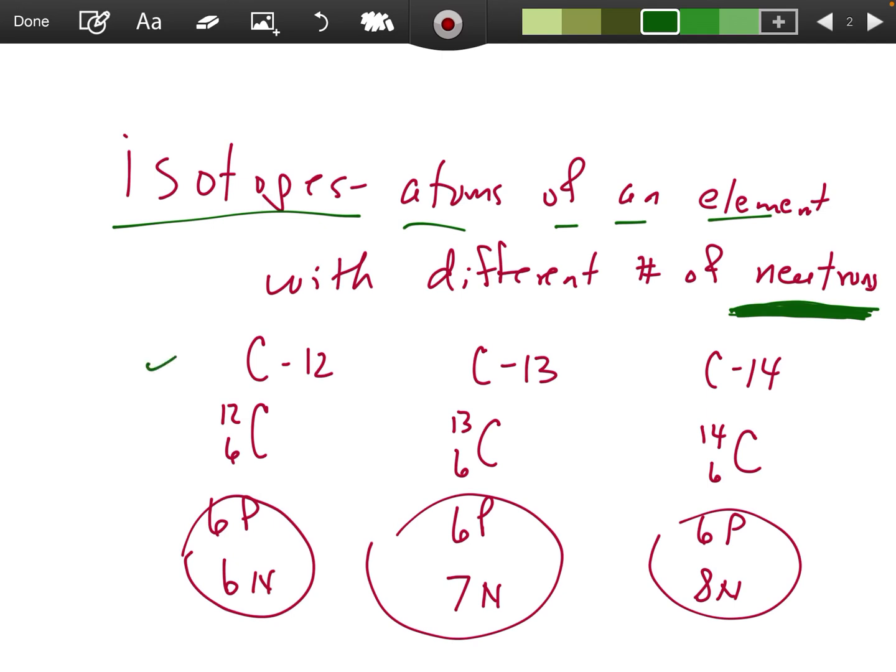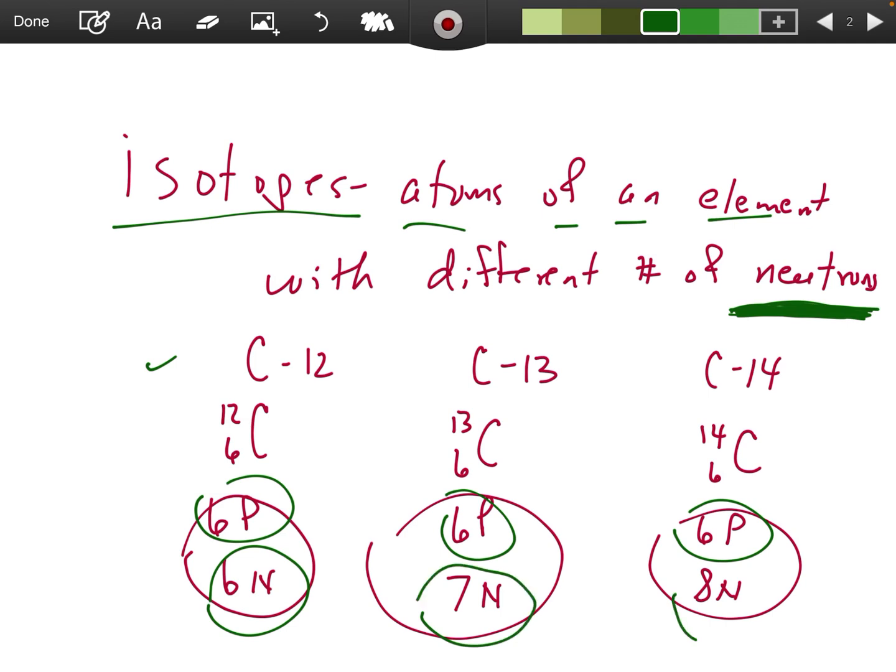There are 3 types of carbon atoms. All carbon atoms have 6 protons. That's what makes it carbon. Some of them have 6 neutrons. Some of them have 7 neutrons. Some have 8 neutrons. If you add these 2 numbers together, you get the mass number, because most of the mass of the atom comes from the nucleus, and these things are in the nucleus.